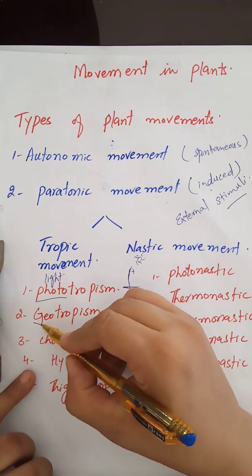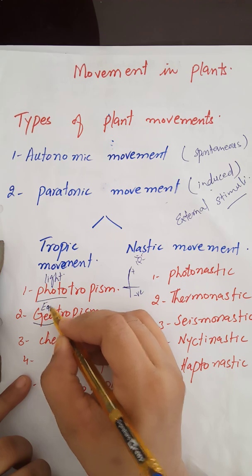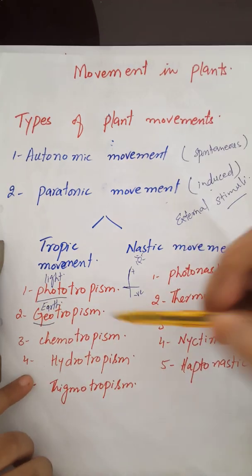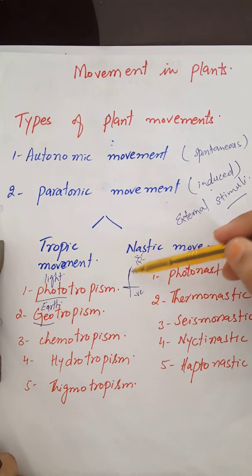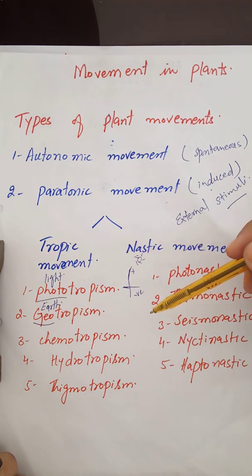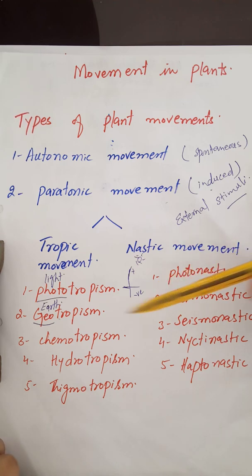Geotropism is the response of the plant to the earth. Geo means earth. What is the stimuli here? Earth is the stimuli. So shoots are negatively geotropic because they move away from the earth, and roots are positively geotropic because they move towards the earth.